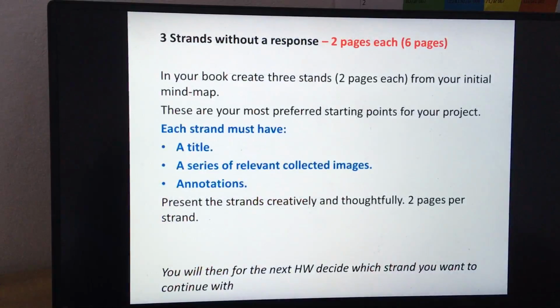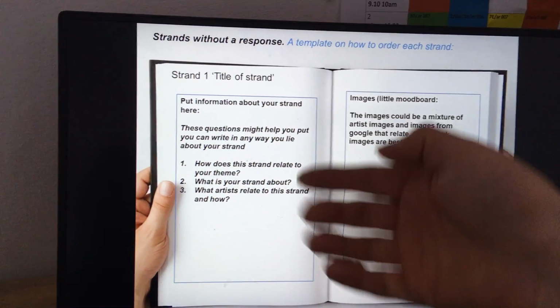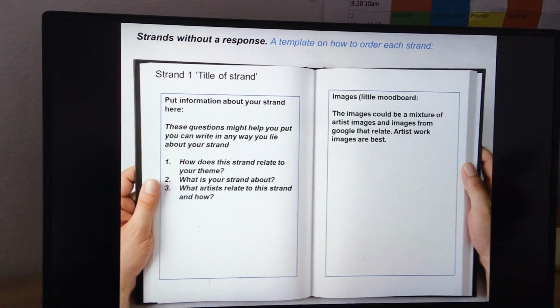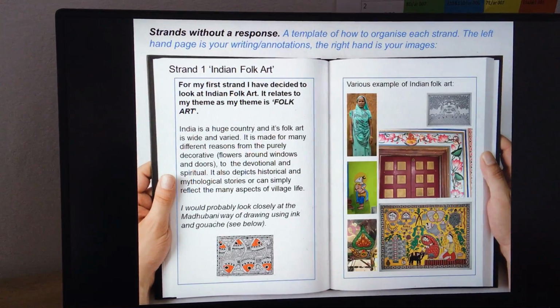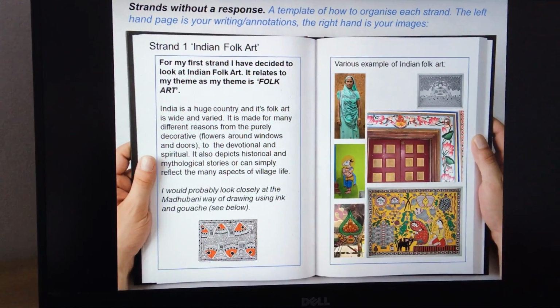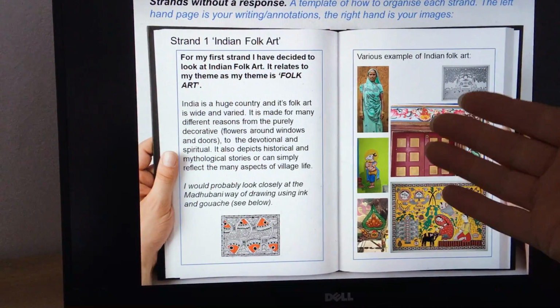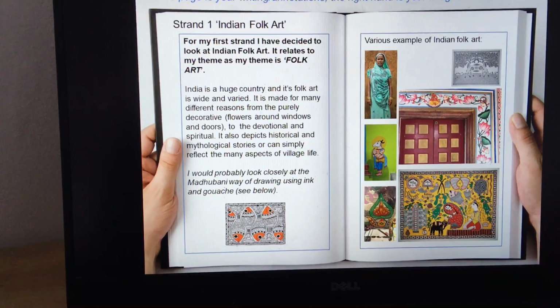And then there's the other way of working. 3 strands without a response, so I'll just go straight into that. So then you have your information here and your mood board here. People do this, but not many. People mostly do the other one. And there you go, that's what it would look like. So you have your strands, your information, make sure you have a title, and then you would have your images. So 3 strands, strand 1, strand 2, strand 3.